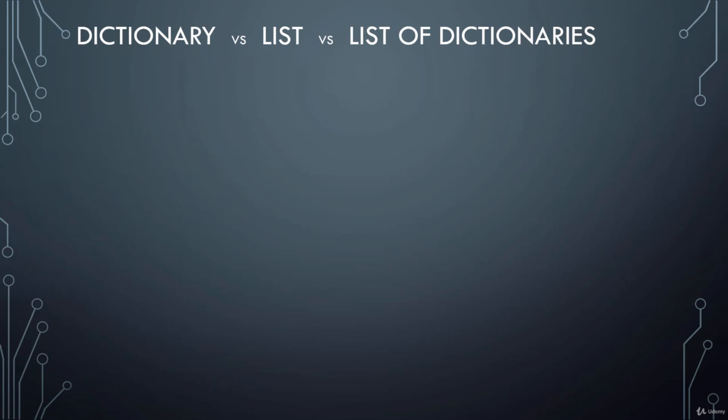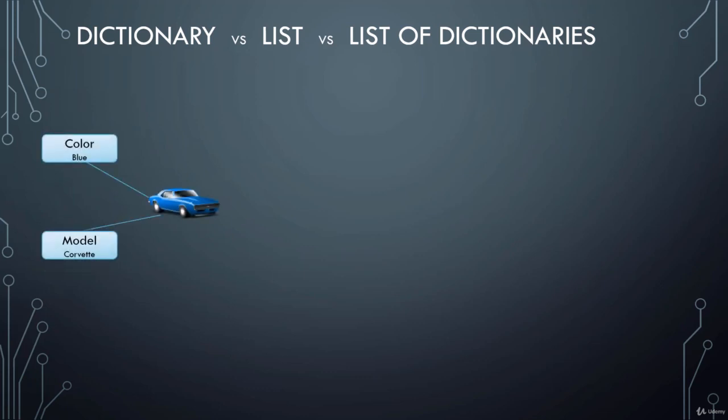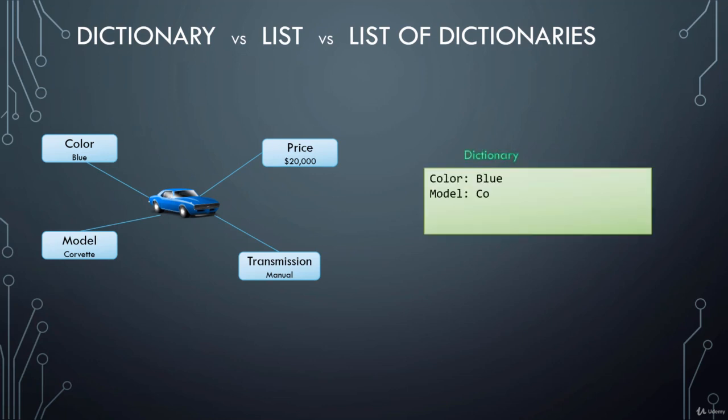It could be anything. Let's take an example of a car. A car is a single object, and it has properties such as color, model, transmission, and price. To store different information or properties of a single object, we use a dictionary. In this simple dictionary, I have properties of the car defined in a key value format.